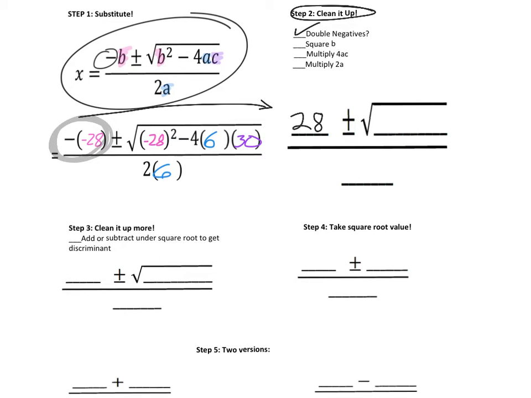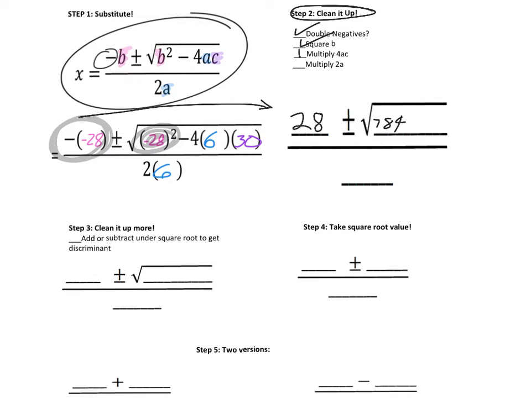Now I need to look at squaring my B. So right here, negative 28 times negative 28 needs to be done next. Remember that a negative times a negative, by the way, is a positive. So 28 times 28 will give us a positive 784.